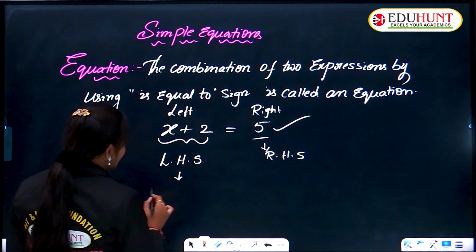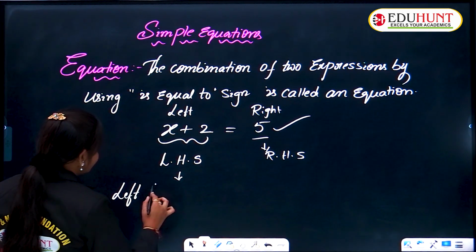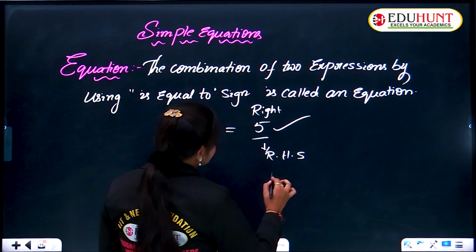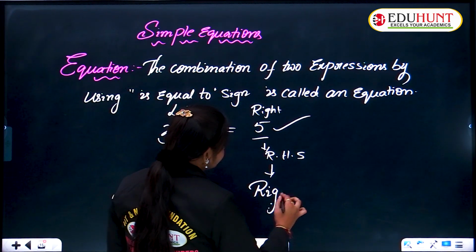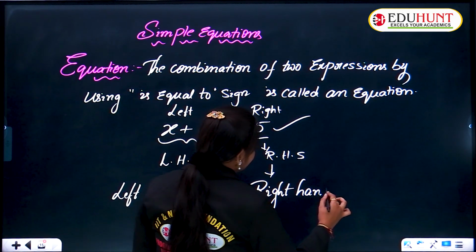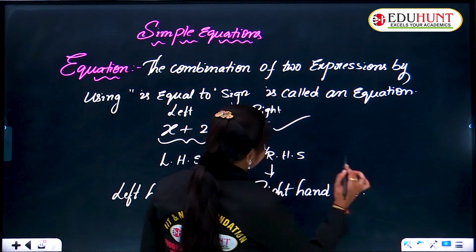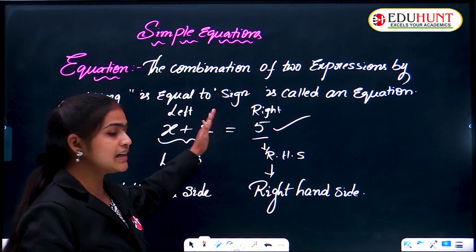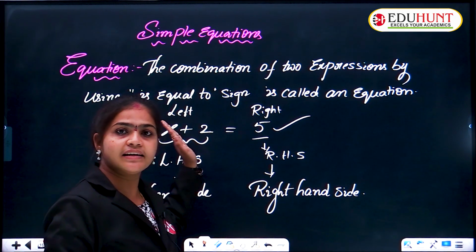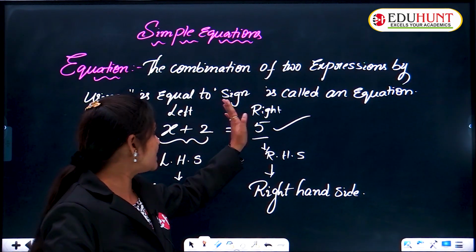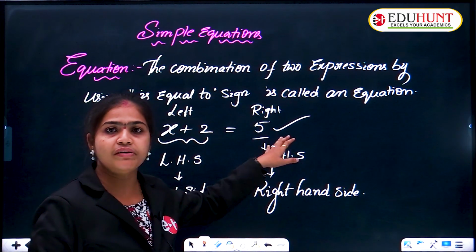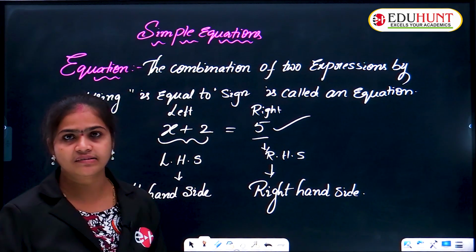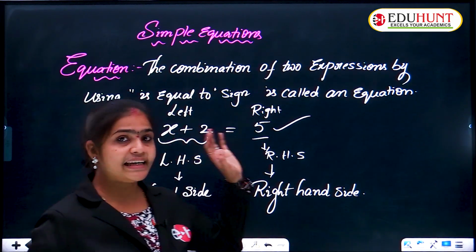LHS means left hand side, RHS means right hand side. So what are the parts of an equation? Left of the is equal to sign we have the LHS part, and the right hand side part we will call RHS. This symbol we will call the is equal to sign. Understood? This is about the equation.